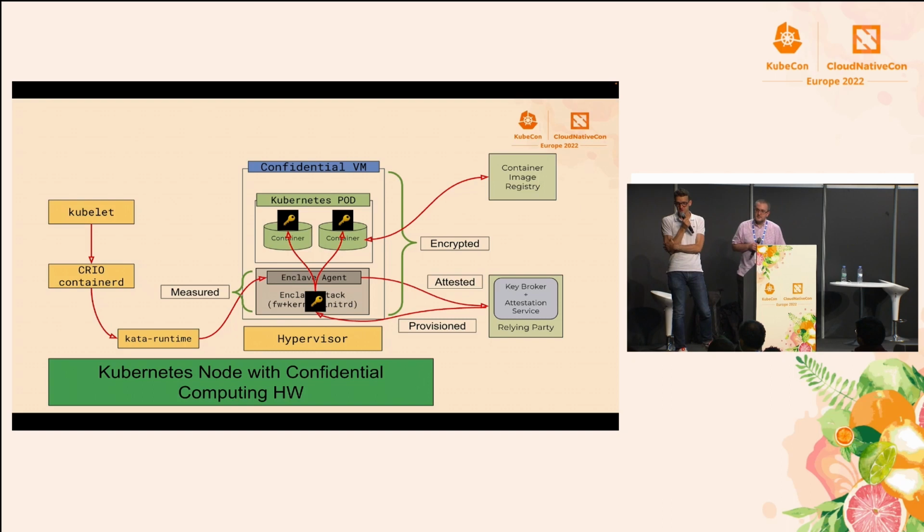Can you repeat the question, sir? How does CC impact security monitoring tools like Falco? Okay, so this is a very generic, very common question. Basically, how do you observe a confidential computing virtual machine? I think we've been thinking about this. There's no good answer to this. There's no magic answer for this.